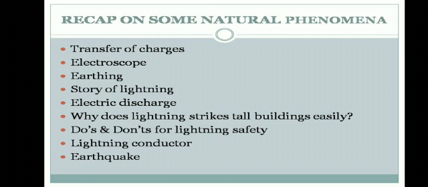Why does lightning strike tall buildings easily? Because the air gap between the buildings and the lightning is very short, so they are more susceptible to lightning. Do's and don'ts for lightning safety. Avoid standing near tall trees and utility poles. Avoid taking a bath in running water. Avoid going near downed power lines. Seek shelter in low-lying areas. Stay away from windows. Don't use your mobile phone. Don't lean on walls. Avoid touching electronic equipment. Unplug all electrical appliances in your home.